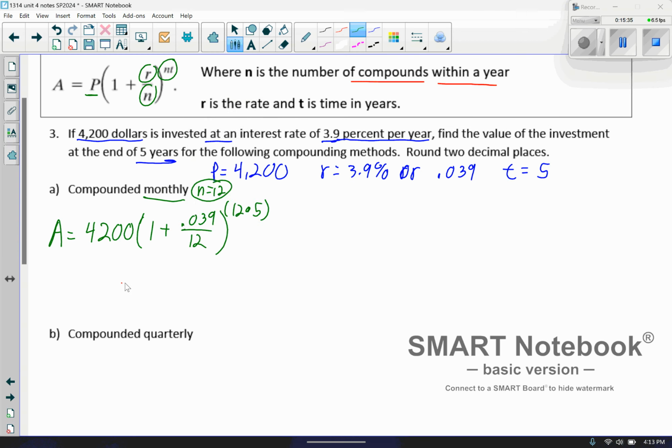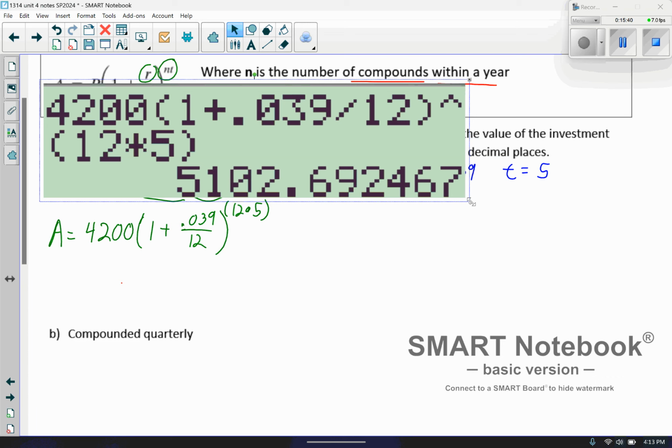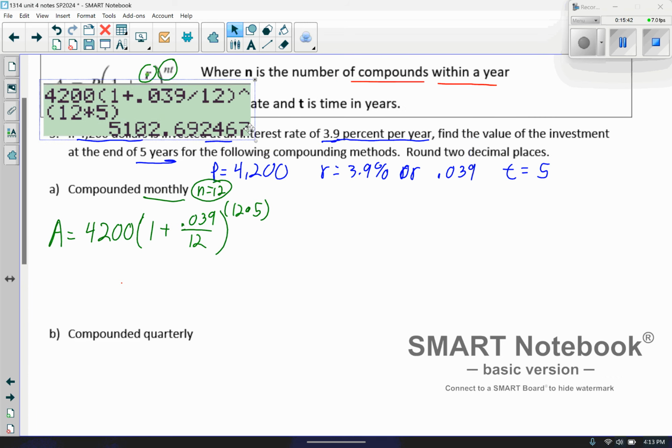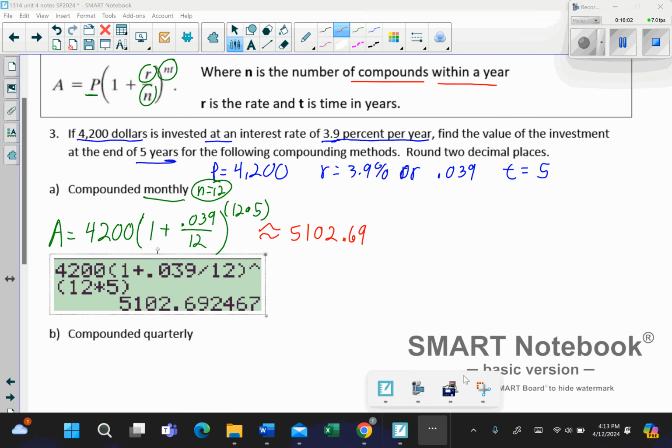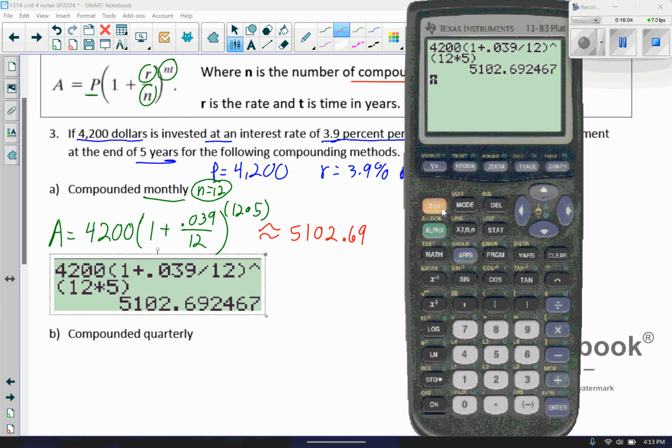And by the way, that seems pretty reasonable. It's always good to think about, does this answer make sense? Because I'll show you real quick what happens if you don't use the parentheses. You'll see that the answer might not seem realistic. Okay, so this investment, the value when I go to cash it out is going to be $5,102.69.